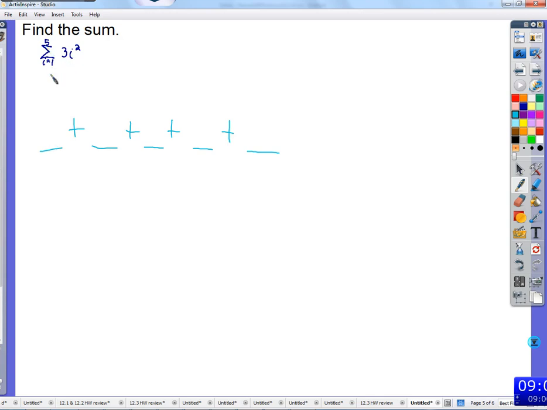First one, we plug in 1, right? That's a sub 1. We plug in 1 there. 3 times 1 squared is 3. The next, 2 squared, 4, times 3, 12. 3 squared times 3, 27. 4 squared, 16 times 3, 48. 5 squared, 25 times 3, 75. The sum is 165.